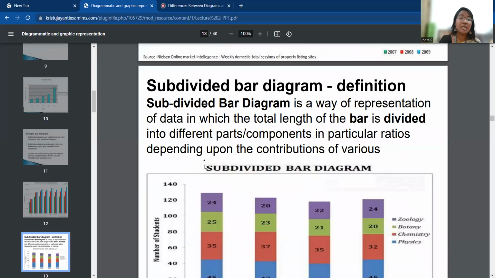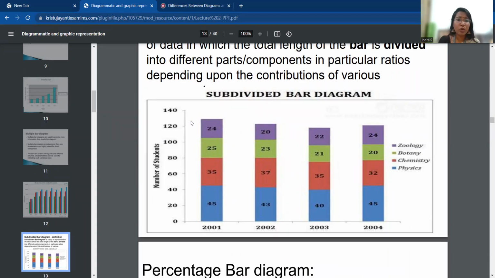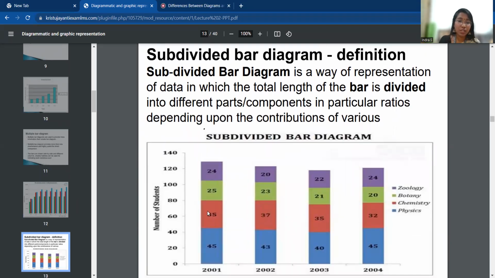Then we have the subdivided bar diagram. A subdivided bar diagram is a way of representing one set or two sets of information in a single bar diagram. First of all, we construct a vertical bar diagram. If you could see, we construct a bar diagram, and on top of the bar diagram, we classify, or we can compare within the bars. That is the beauty of the subdivided bar diagram.